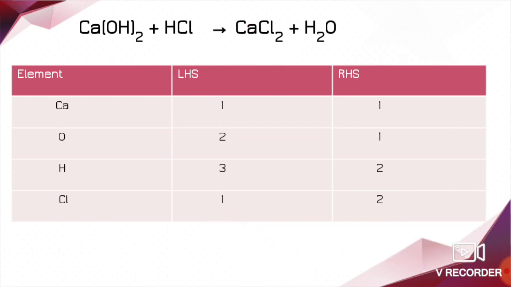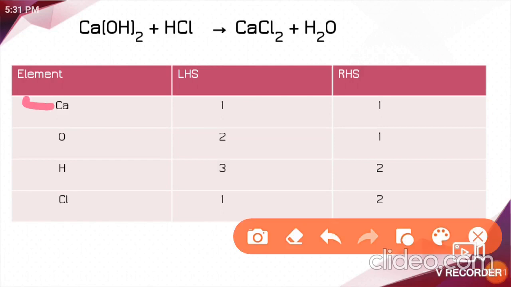Okay. Now, you check whether the number of atoms of each element in the reactant and product are equal or not. Now check one by one whether the number of atoms of each element in the reactant and product side are equal or not, means balanced or not. First you consider calcium here. See, the number of atoms of calcium in the reactant side, 1 is there, and in the product side also 1 is there, means calcium is balanced here.